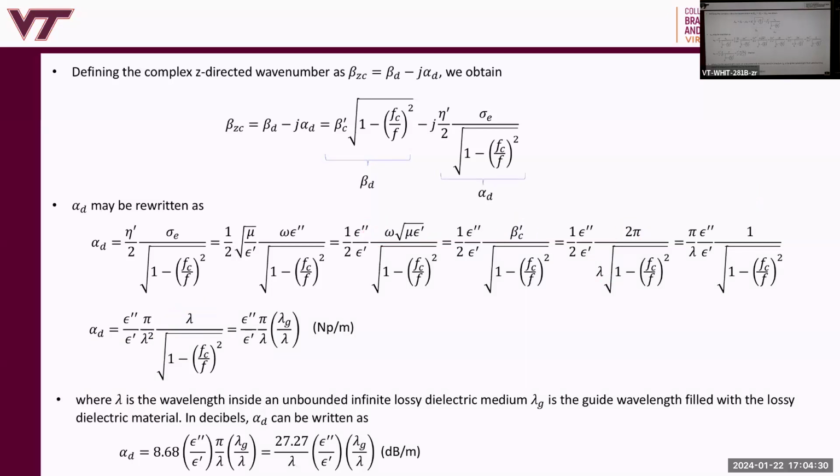Now we can also write this in terms of dB. I don't know if you remember, to convert Nepers per meter to dB, we multiply by 8.68, right? So epsilon double prime over epsilon prime, pi over lambda, lambda g over lambda, 8.68 multiplied by the Nepers, you get dB. So this comes out to 27 if you use the pi, and 8.68 multiplied, you get that. All right, good. So this is a good expression you can use, dB per meter, for your waveguide that's filled with lossy dielectric. Okay, good.